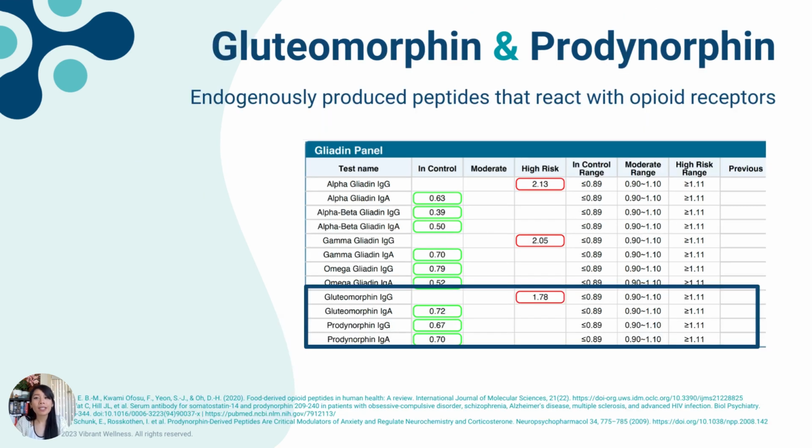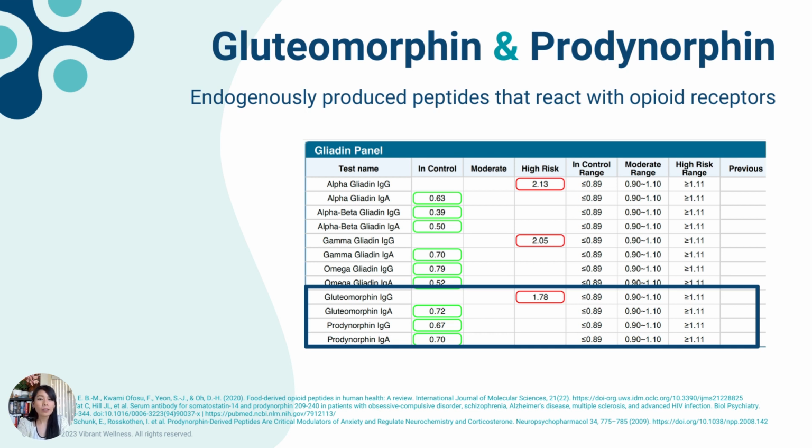The remaining markers in the gliadin panel are gluteomorphin and proteomorphin. Gluteomorphin, also known as gliadorphin 7, is an opioid peptide with an affinity for opioid receptors in the central nervous system and the enteric nervous system. Gluteomorphin is released following the enzymatic hydrolysis of alpha-gliadin through food processing or digestion.